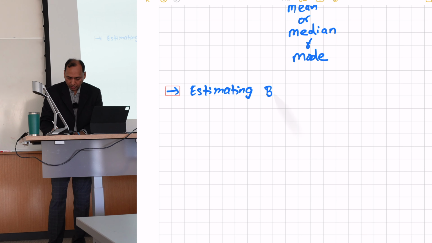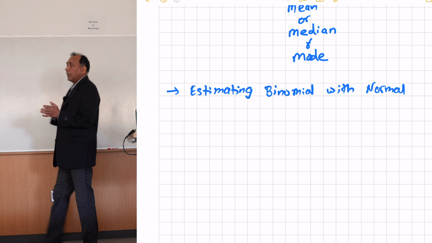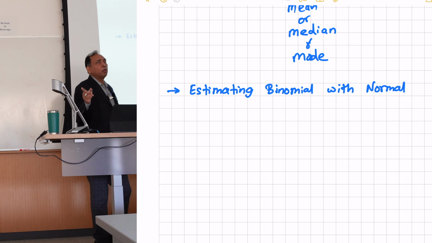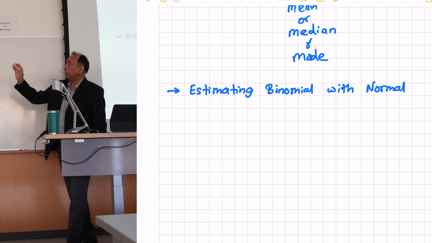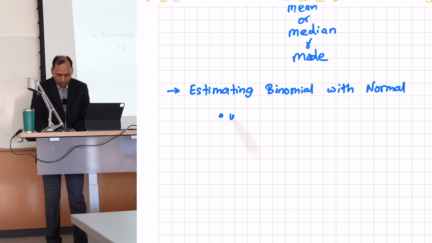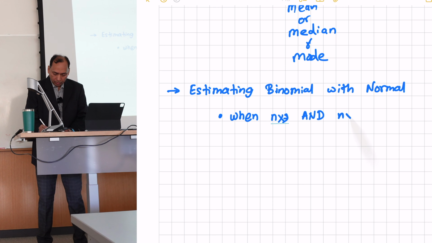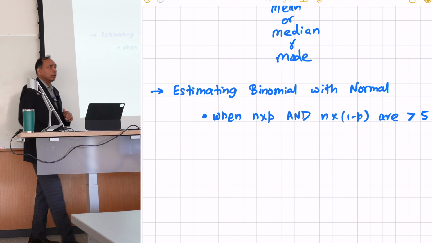Estimating binomial with normal. So sometimes some distributions are related to each other. Like I started with the relation where we saw Poisson and exponential are related in some way. Similarly, binomial and normal also have some relation. So the situation has to satisfy this: when n times p and n times 1 minus p, both of them have to be greater than 5. Only in those situations.